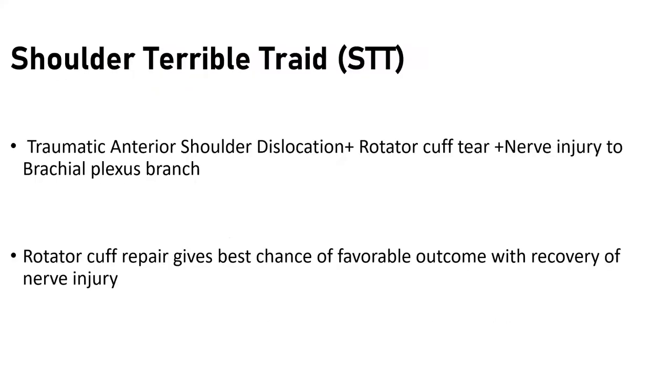So there is something called the shoulder terrible triad, which is a triad of traumatic anterior shoulder dislocation with rotator cuff tear and brachial plexus nerve injury. And rotator cuff repair gives the best chance for a favorable outcome.